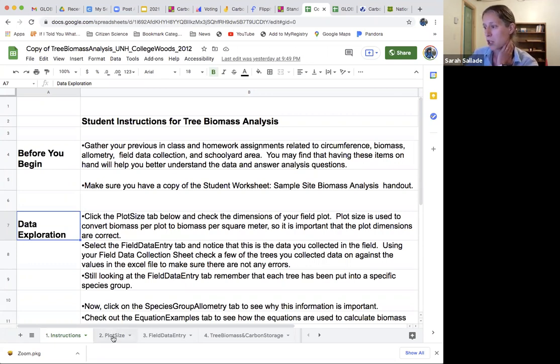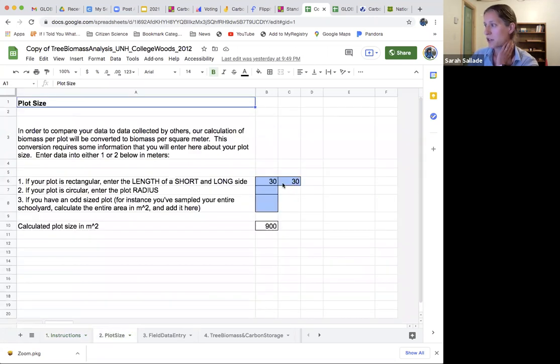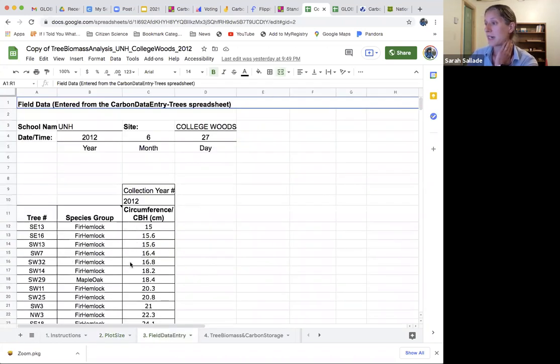So our second tab along the bottom, you can find my cursor on your screen down at the bottom. And there's nothing for you to do except for follow along here. So second tab is plot size, and I've entered my 30 by 30 meter plot. The third tab is field data entry. So this is where you would enter the data you collected in the field. So here's the species group. You would have had to figure out already which species group each of your trees was in. And you would have given them a number and their measurement.